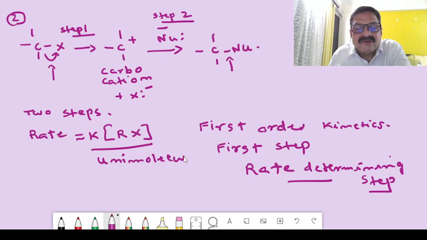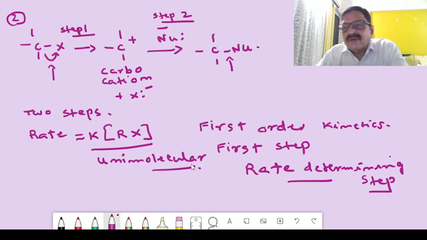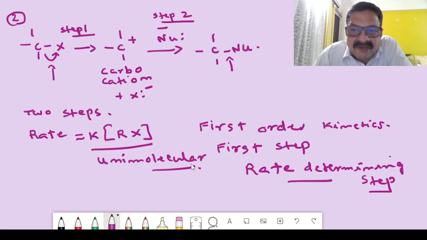So these are the two main options here. That is a carbocation intermediate. The first step is the rate determining step. The rate depends upon the concentration of RX, the alkyl halide. It is first order kinetics, a unimolecular reaction.